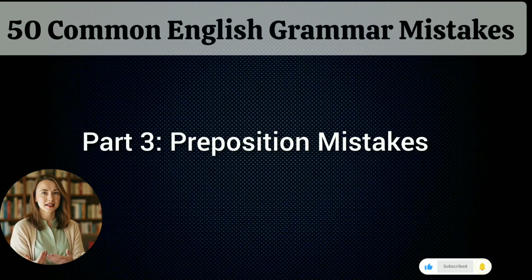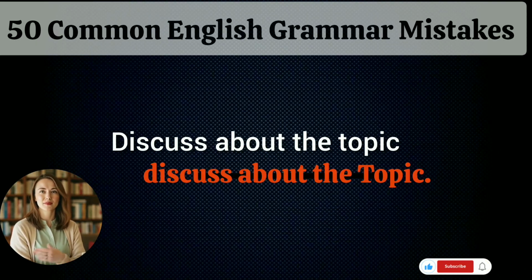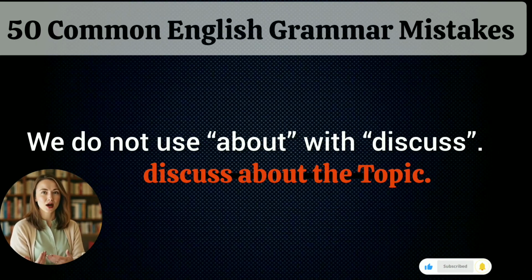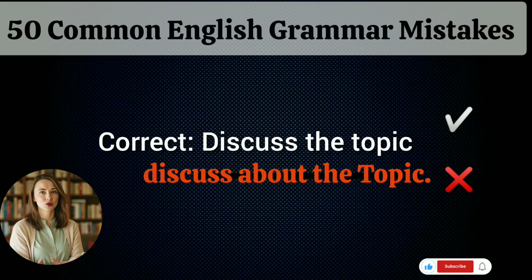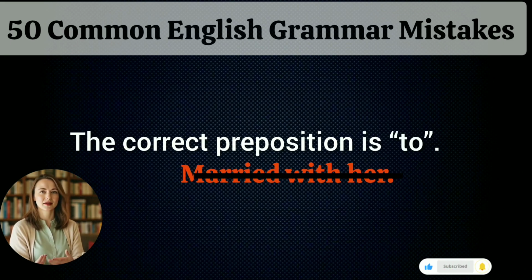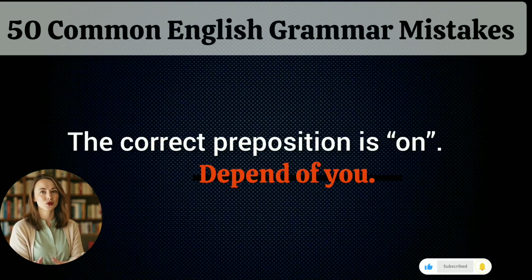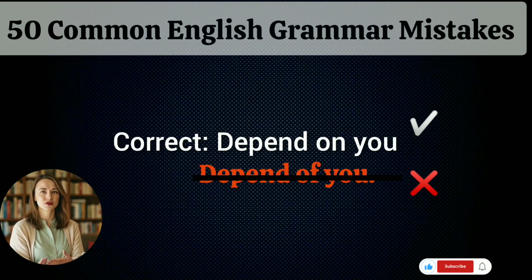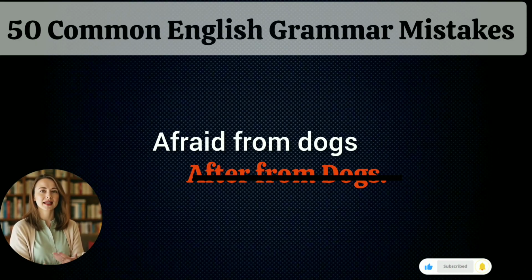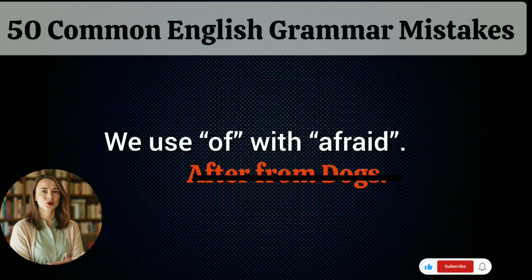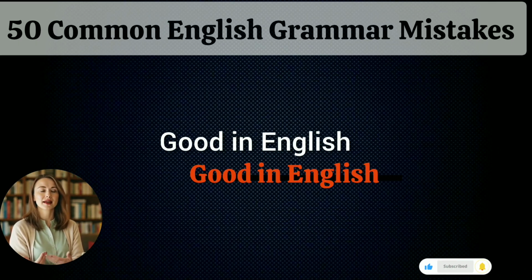Part 3, Preposition Mistakes. "Discuss about a topic." We do not use about with discuss. Correct: Discuss a topic. "Married with her." The correct preposition is to. Correct: Married to her. "Depend of you." The correct one is on. Correct: Depend on you. "Afraid from dogs." We use of with afraid. Correct: Afraid of dogs.